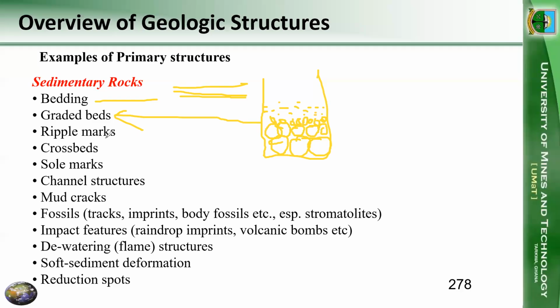So these are all structures that formed at or around the same time as the rock itself was forming. So we call that primary structures. These features formed around the same time as the rock was forming, like this graded bedding I sketched.